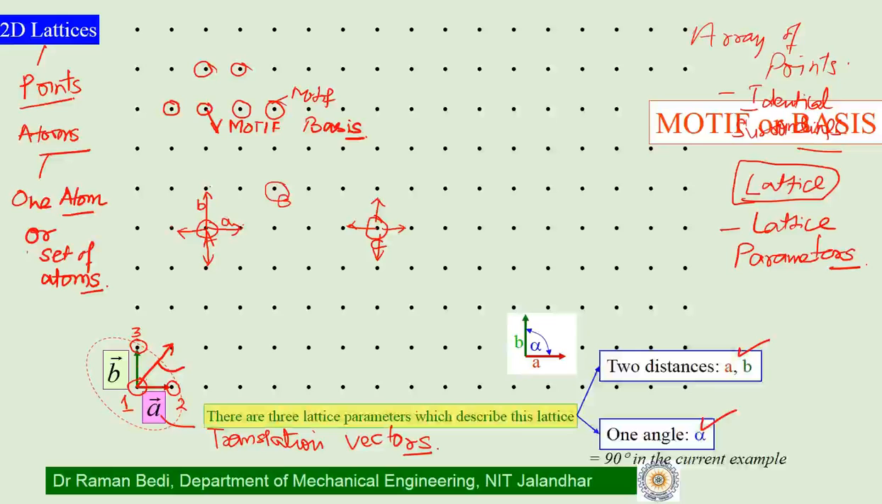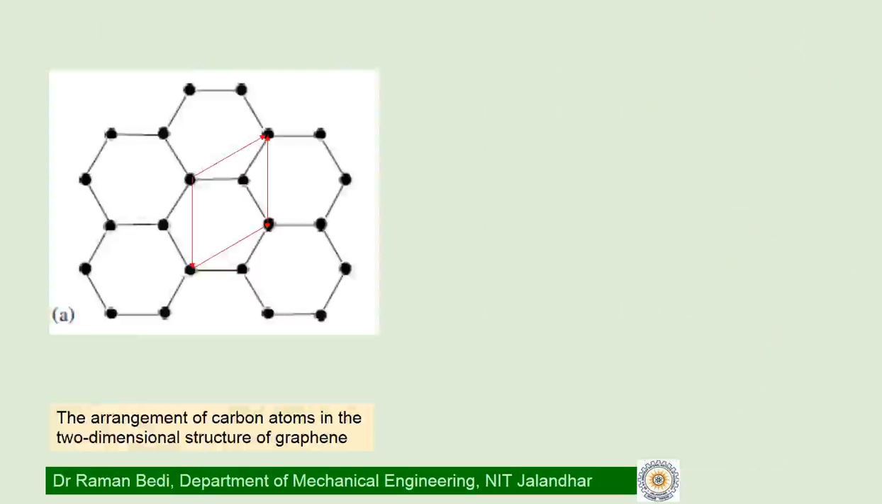So what you are seeing here is the arrangement of atoms in a graphene sheet. This is a graphene sheet. It is a set of carbon atoms, and then how they are arranged. If you look at this figure, what is observed is that the black ones here are all carbon atoms.